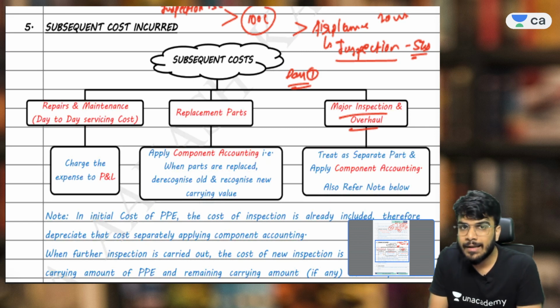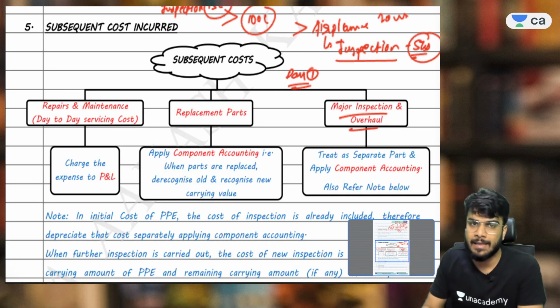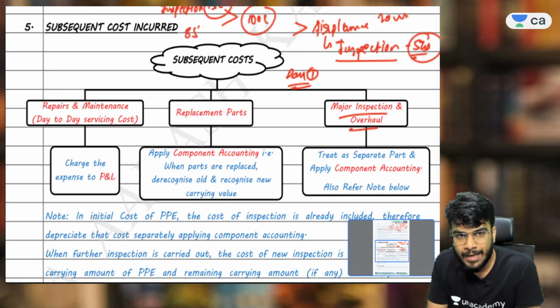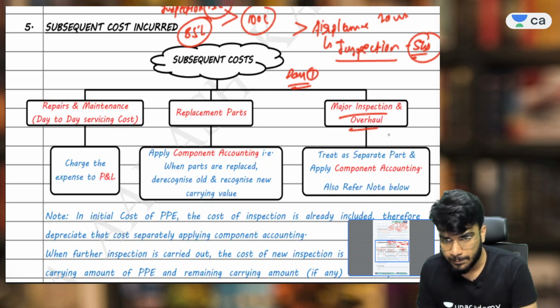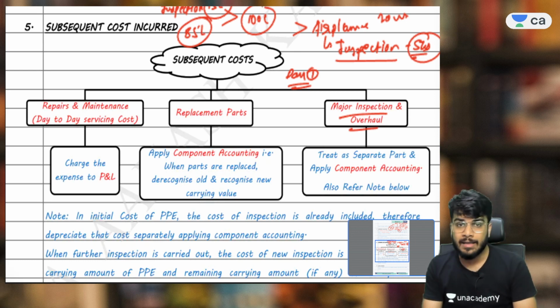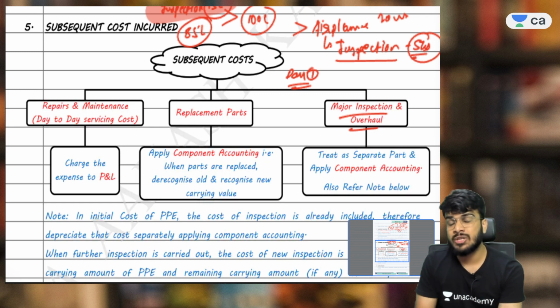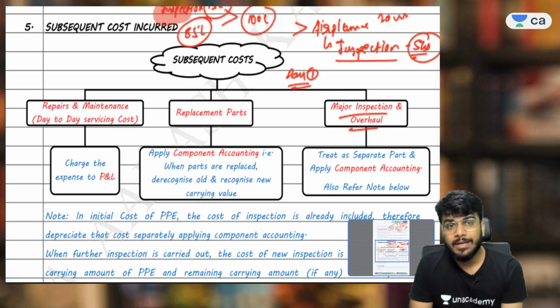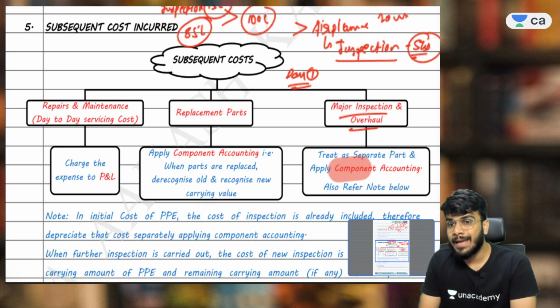So these 15 lakhs will be depreciated over a period of 5 years, because after every 5 years you need to inspect again, and the remaining 85 lakhs will be depreciated over a period of 20 years. That means even if it is not mentioned that inspection is done on day one, you have to inherently assume that in the day one's cost of PP, the cost of inspection is already included, and you need to depreciate that inspection part separately. That means for inspection we will apply component accounting.